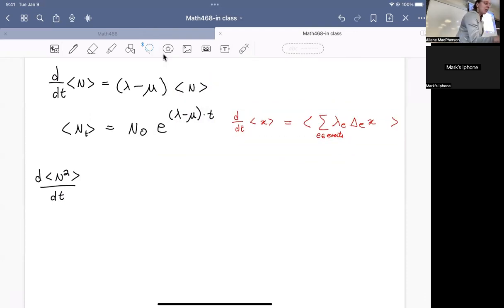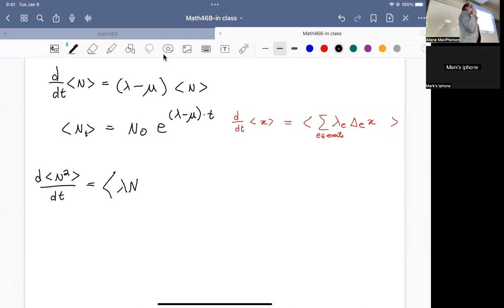We're going to do the same thing, but we're going to put in n squared for x. So I have to take the expectation. I want to sum over the number of events. I only have two different events occurring here: speciation events and extinction events. So let's consider speciation first. We have lambda times n. That's the rate at which speciation events occur.